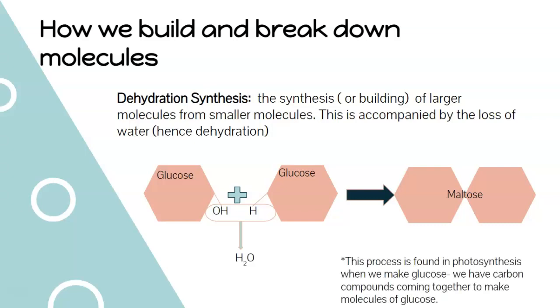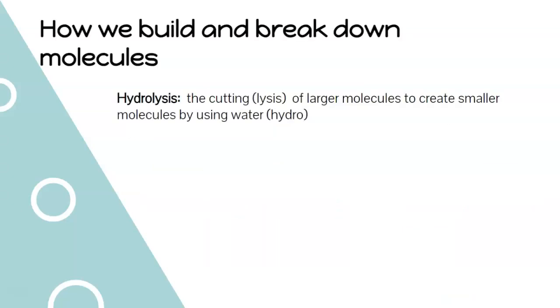So this process that I'm showing you here is found in photosynthesis when we make glucose. We have carbon compounds that combine together with hydrogens to make C6H12O6. So building of that molecule. What we are going to talk about a lot in this chapter is hydrolysis, the cutting of larger molecules to create smaller molecules using water. So lysis means cut, hydro means water. So hydrolysis. So we're going to go the reverse order this time. This time I have a larger carbohydrate called maltose, and maltose needs to be broken down. This is what actually happens in your body.